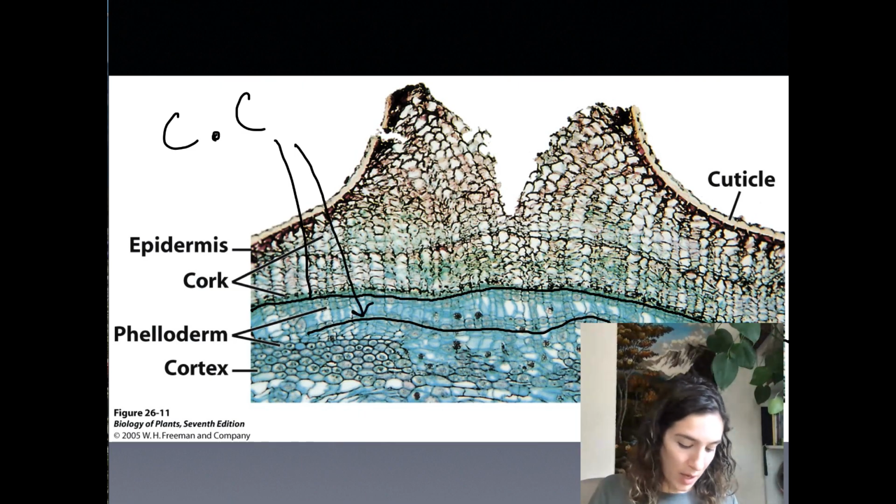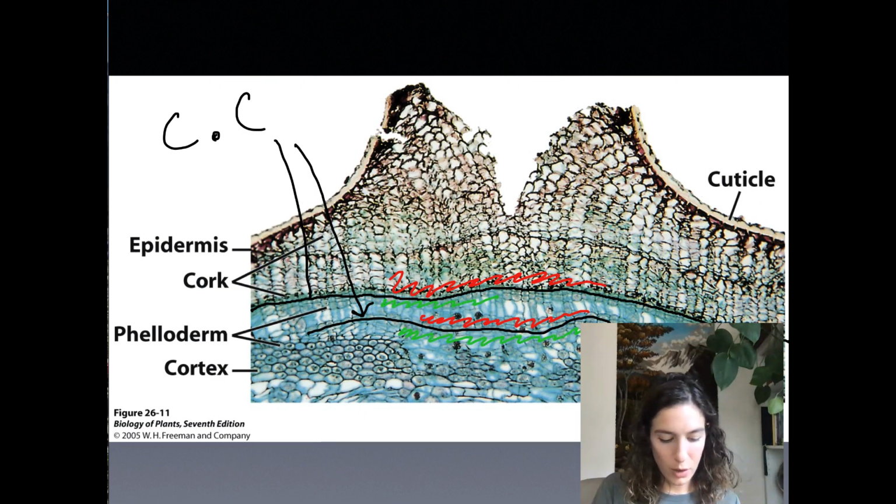And it will always be doing this. It's going to always produce cork to the outside. So these are both producing cork to the outside, and then it'll always be producing phloem to the inside. And so you might end up with these layers of periderm.